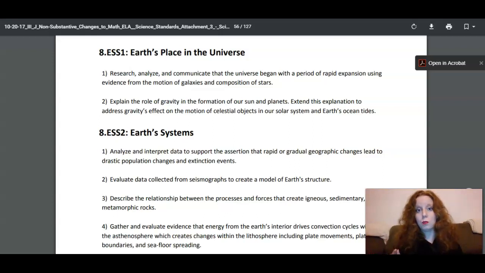vague. And you will probably notice that they don't ask a lot of questions about these standards, and I think that's to an extent they're so vague they haven't exactly clarified what they're trying to test with them. One we're going to focus on first with Earth's place in the universe is 8.ESS1.1. And it is research, analyze, and communicate that the universe began with a period of a rapid expansion using evidence from the motion of galaxies and the composition of stars.